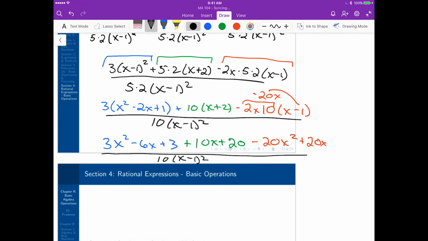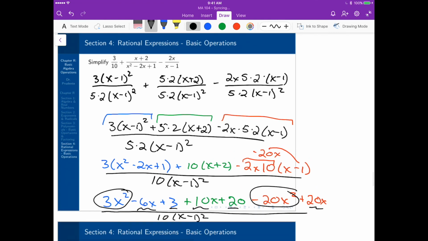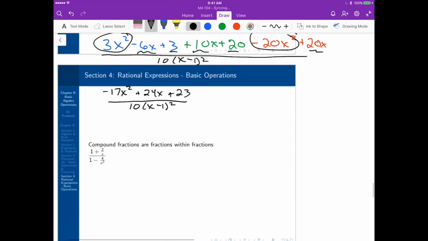And let's see, I'm still running out of space. Look at the squared terms. Here's the squared, here's the squared. I get negative 17x squared. Here's the x, and an x, plus 24x, a 3, and a 20, plus 23, all over 10x minus 1 squared. So these problems can get fairly involved depending on the complexity of the denominators. This happened to be one of the more difficult ones because of how complex the denominators could be.